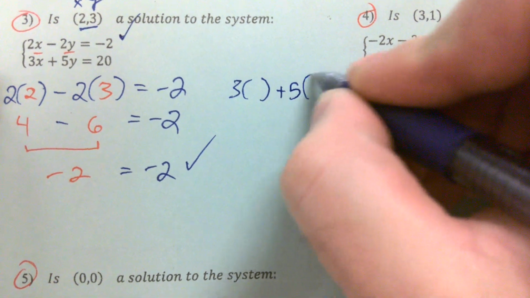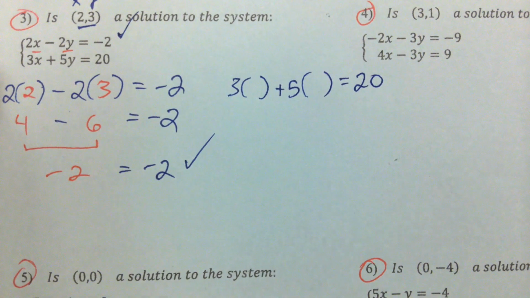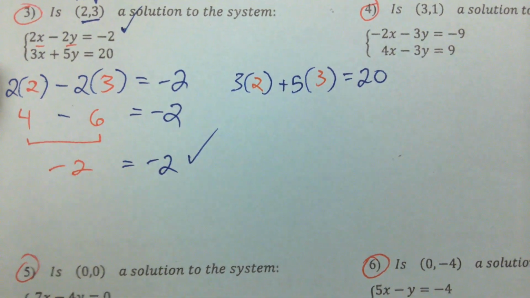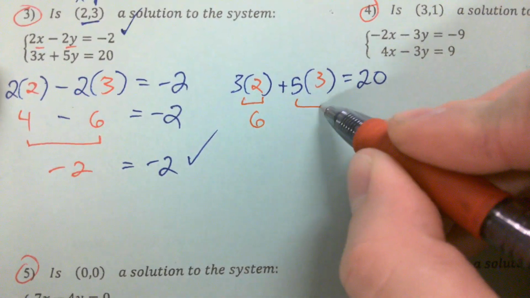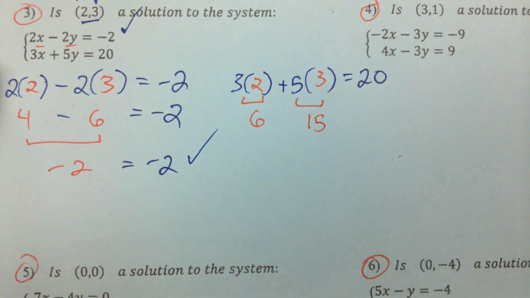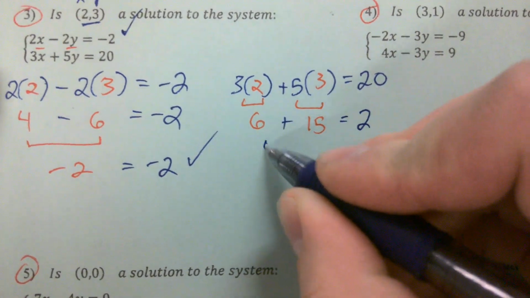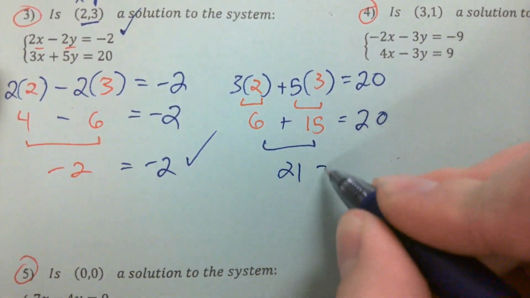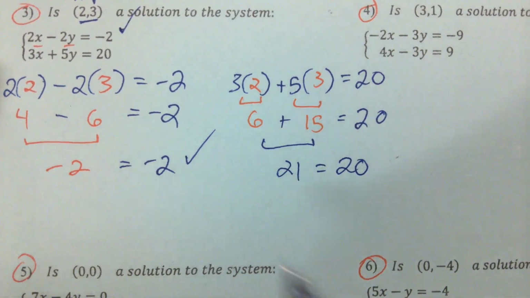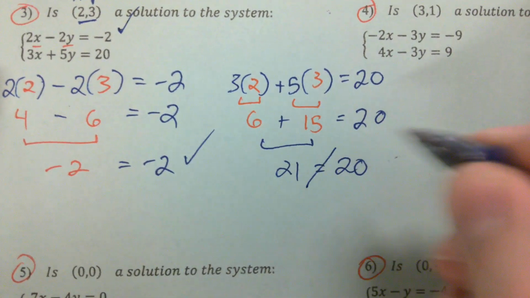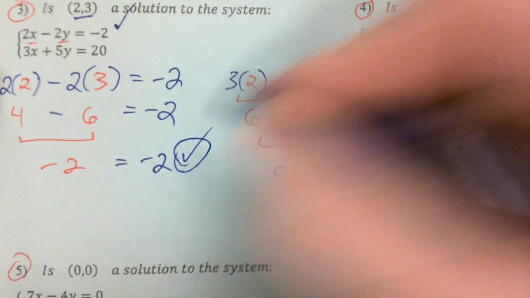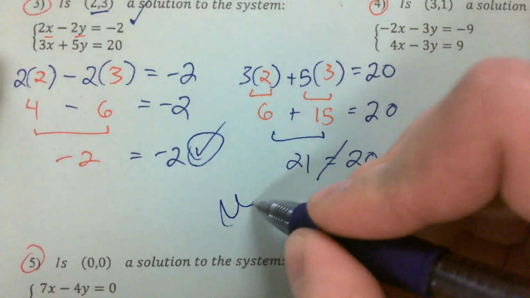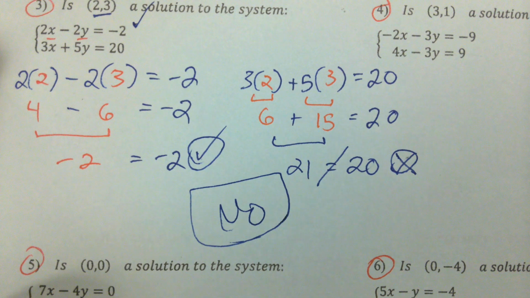But we have to try out the second one. 3 times x plus 5 times y equals 20. Plug in those same x and y values, 2 and 3. 3 times 2 is 6. 5 times 3 is 15. Is 6 plus 15 equal to 20? No. What is 6 plus 15 equal to? 21. So because 21 is not equal to 20, what's my answer here going to be? Is (2, 3) a solution to the system? No, it is not.